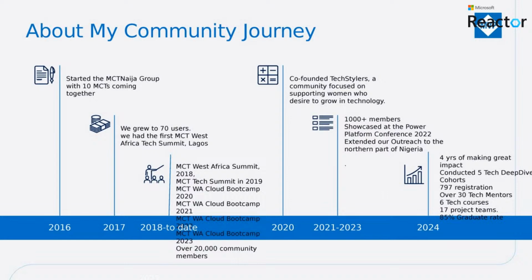One beautiful thing we did was to extend our outreach to the northern part of Nigeria. The northern part of Nigeria has not only low representation of women in tech, but these are sometimes people who are technologically disadvantaged, even educationally disadvantaged. We saw the hunger there, and then we extended our tentacles there.